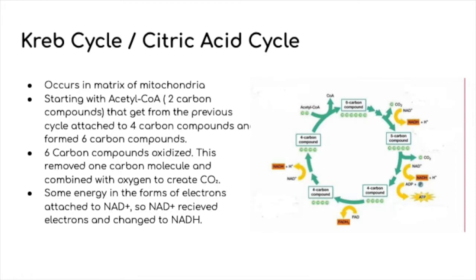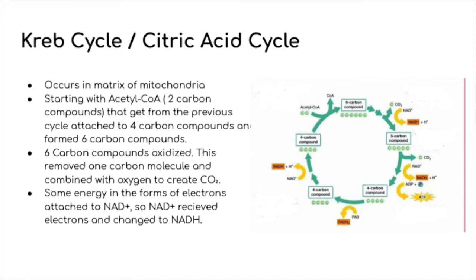The next cycle is the Krebs cycle, which has another name, the citric acid cycle. This cycle occurs in the matrix of mitochondria. It starts with acetyl-CoA, or 2 carbon compounds that we get from the previous cycle, which will attach to 4 carbon compounds and form 6 carbon compounds. Then the 6 carbon compounds will oxidize. This causes 1 carbon molecule to be removed and combine with oxygen. This will create carbon dioxide.